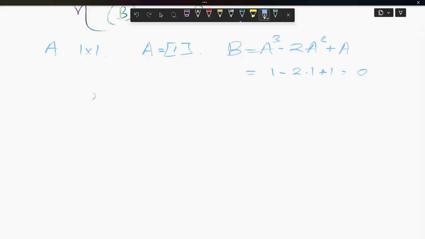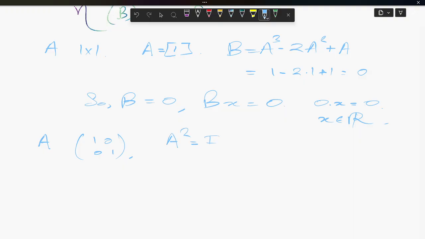Now, B equals 0 and Bx equals 0 becomes 0 into x equals 0, which holds for all x belonging to R. So in this case, we can say that this has infinitely many solutions. Okay, so now let us take A to be [1 0; 0 1]. Then we can say that A square is again I and A cube is again I.